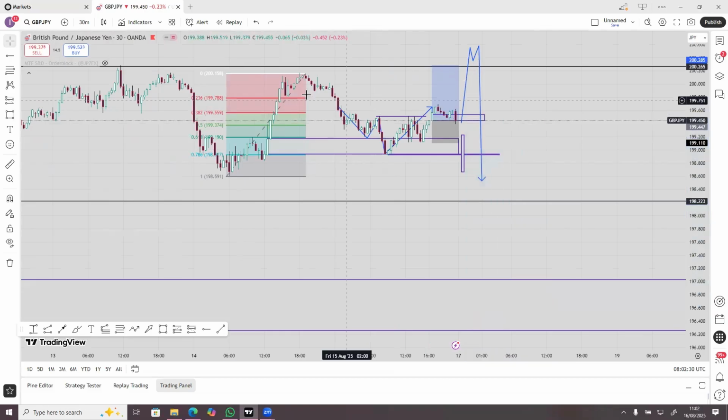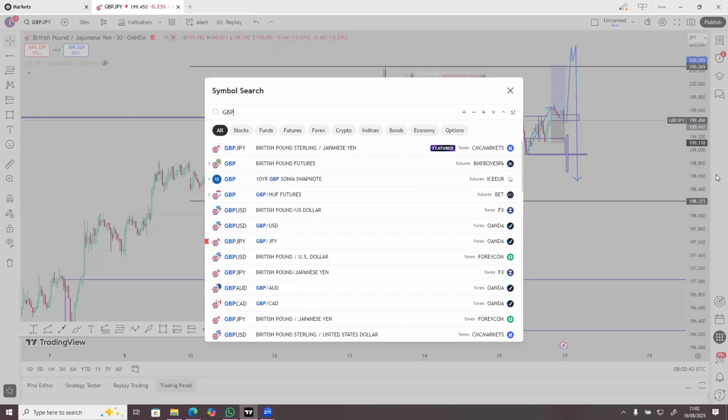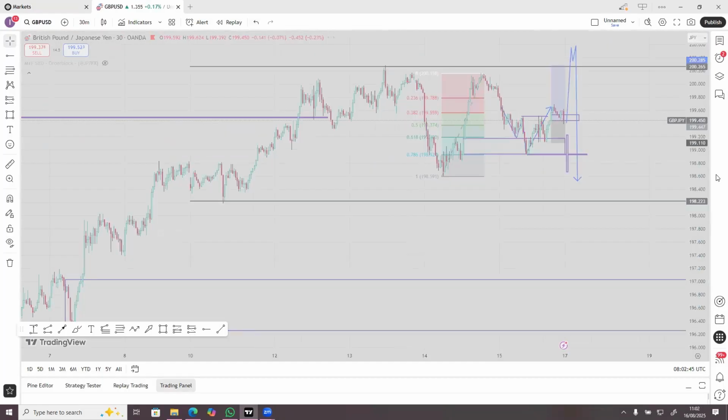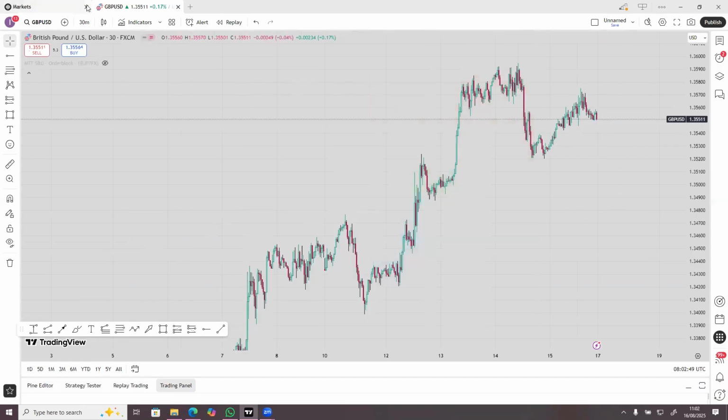So we have two opportunities, as you see, on that market structure. It has shifted. GBP USD. So on GBP USD, we have market structure like this.